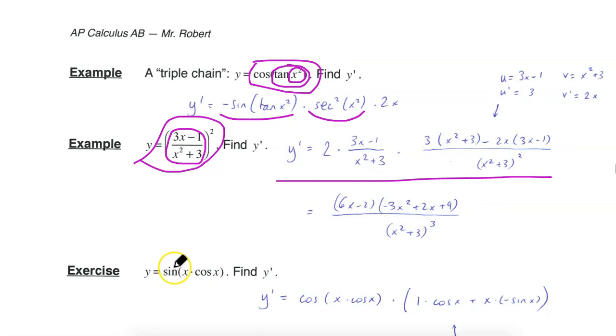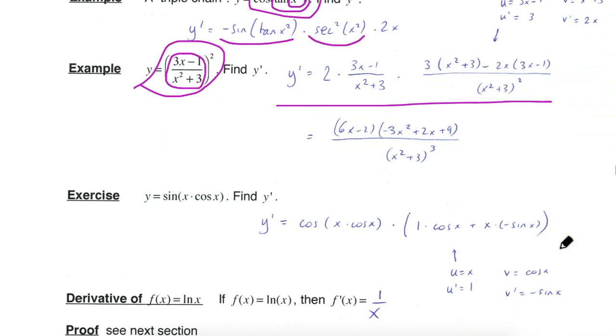The exercise below, sine of x times cosine x. It's a little bit the same. It's a composition of functions, but you can see that the inside part is a product, so we're going to use the product rule. So outside is sine and inside is x times cosine x.